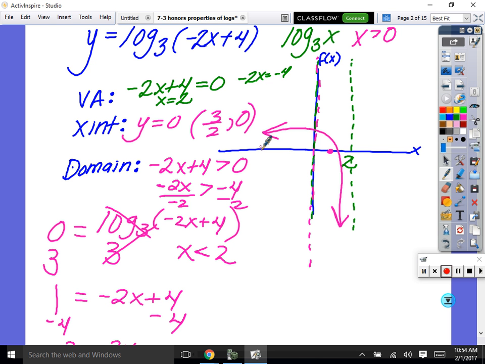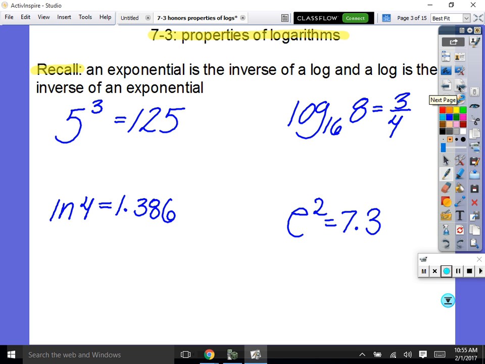So do you get where I'm coming from with this, everybody? Okay, because I didn't think I went into enough detail last time about that. Okay, awesome. Okay, let's get to 7-3.